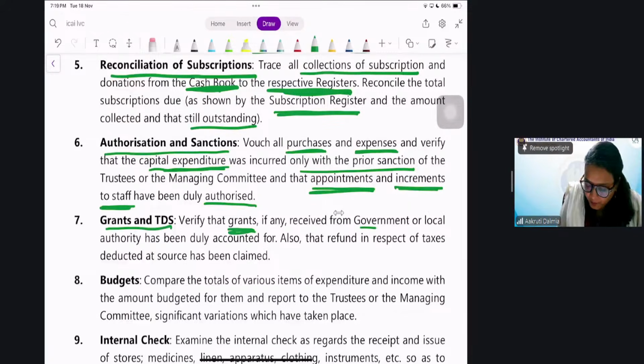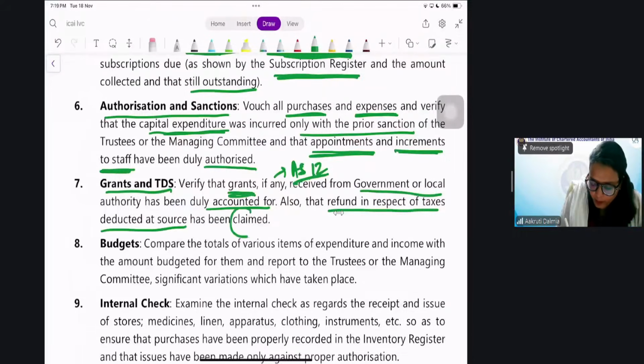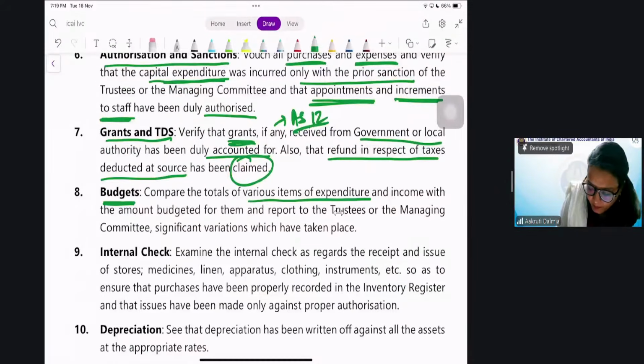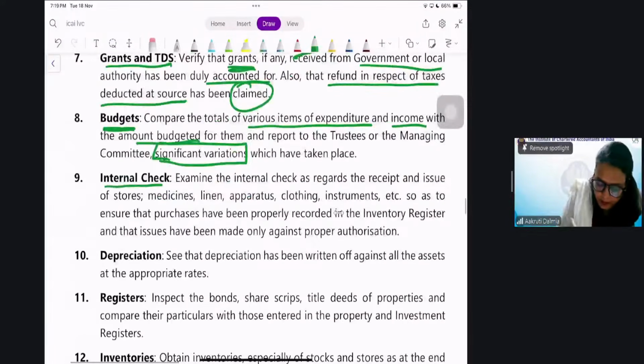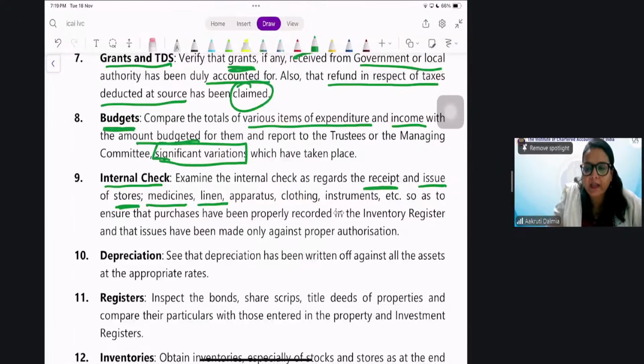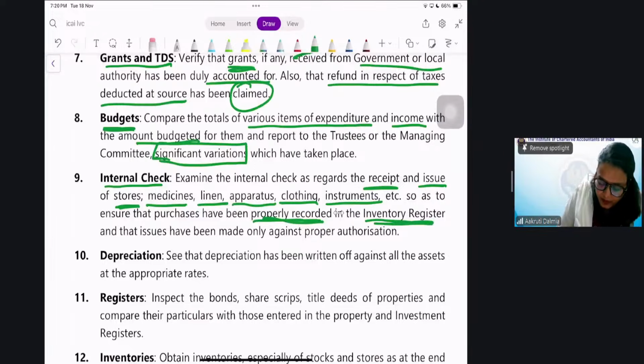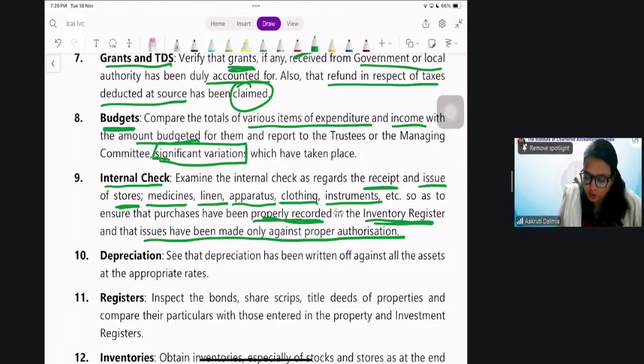Grants and TDS. Verify grants, if any, received from government is properly accounted. As per AS 12. You have studied AS 12, government grants. All of you have studied AS 12. Also, if you have to claim any refund in TDS, that is properly claimed. Proper budgets, compare total items of expenditure and income with amount budgeted and report to trustees if there is any significant variation. Then internal check, examine internal check as regards receipt and issue of stores, medicine, linen. Linen means bedding, pillow cover, all that is linen. Apparatus, clothing, instruments. So as to see that ensure purchase has been properly recorded and proper inventory register is there and issues have already been made against proper authorization.